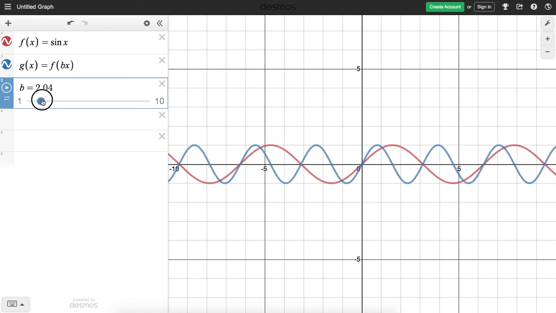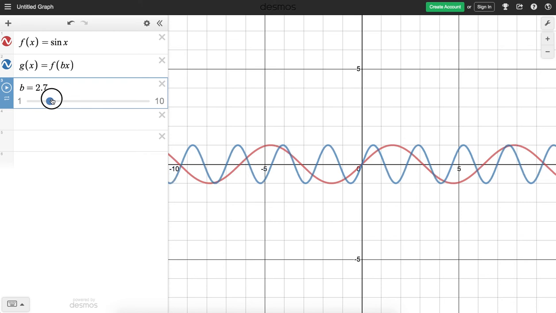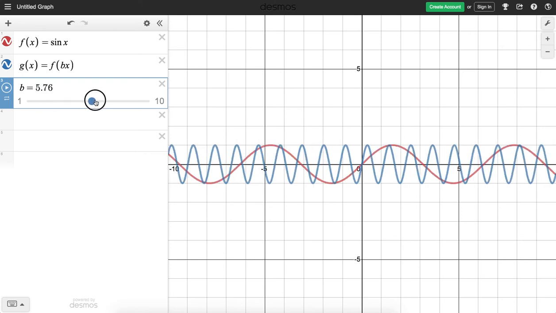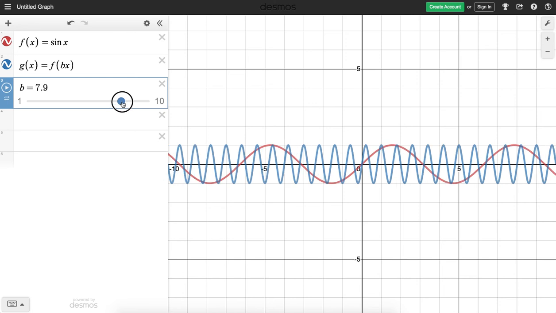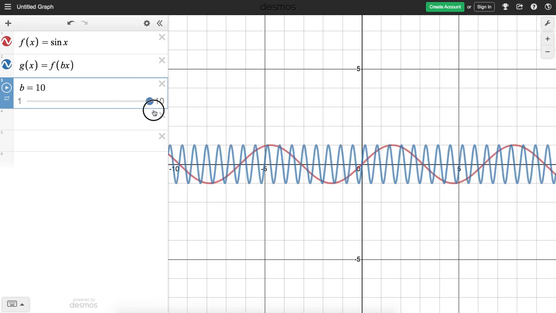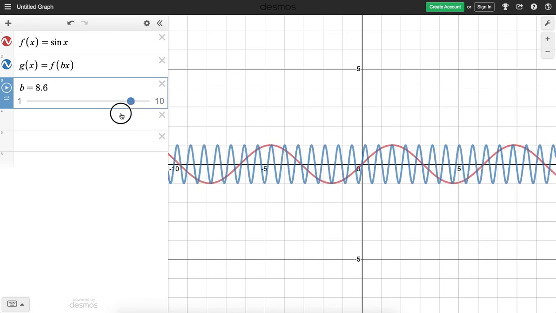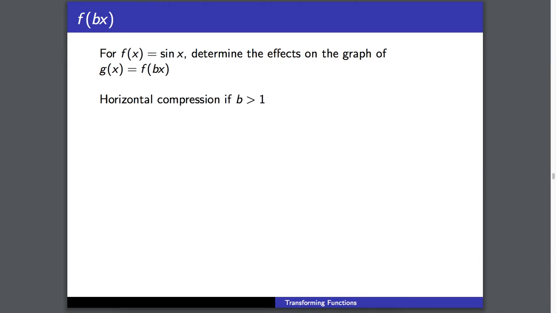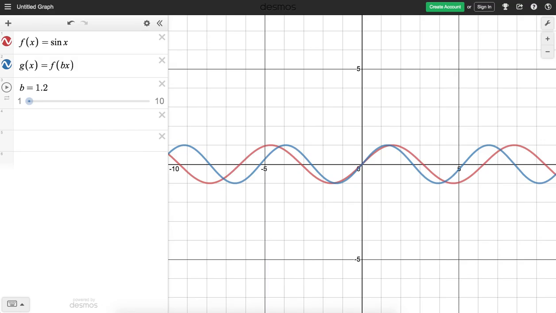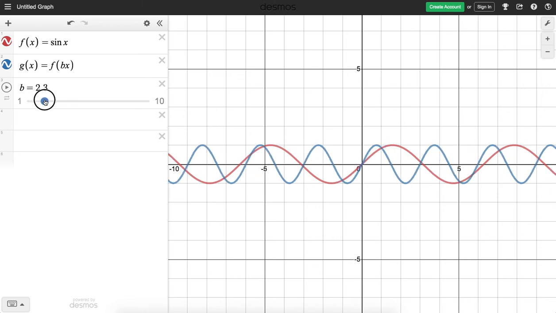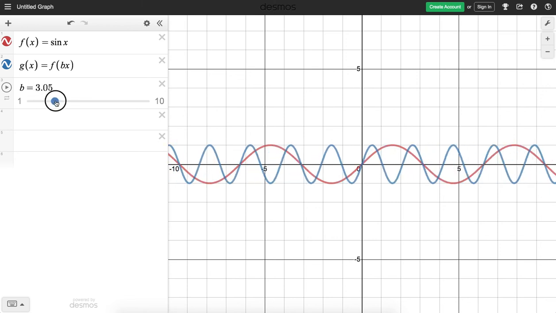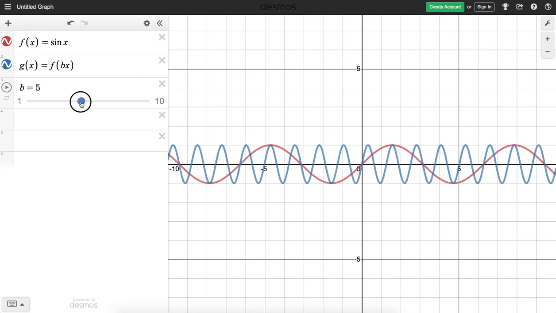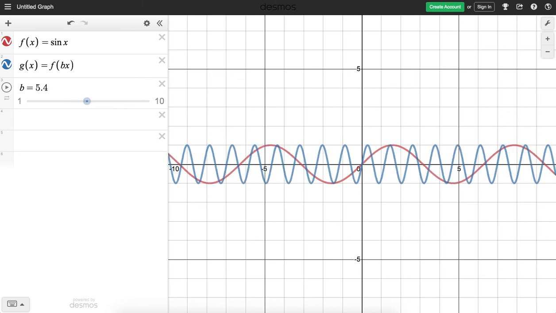This time, notice the larger that b is, the more it presses towards the y-axis. So we don't have it going towards the x-axis anymore. We have it going towards the y-axis. For values of b that are bigger than 1, it's a horizontal compression. The higher that value of b is, the bigger the number we're multiplying our inputs by, the more of a compression we get. So it presses it inward towards the y-axis.